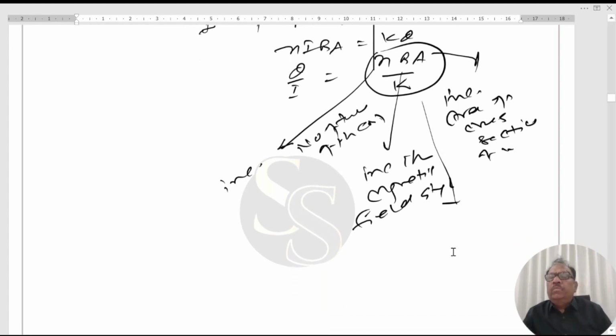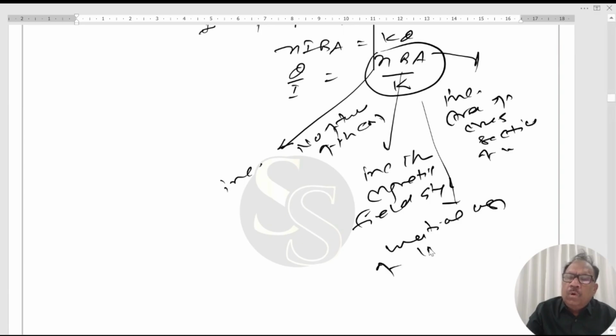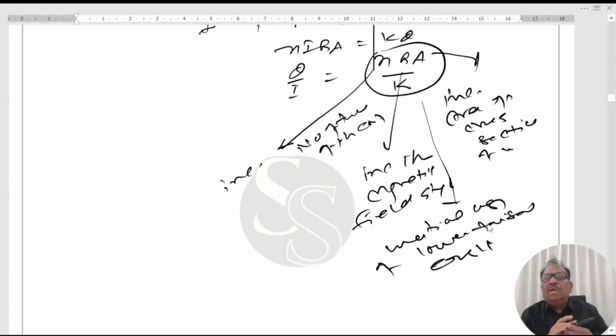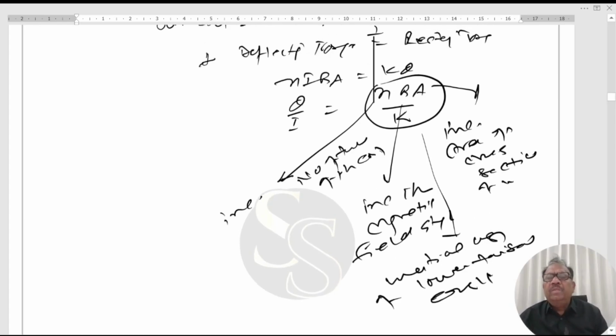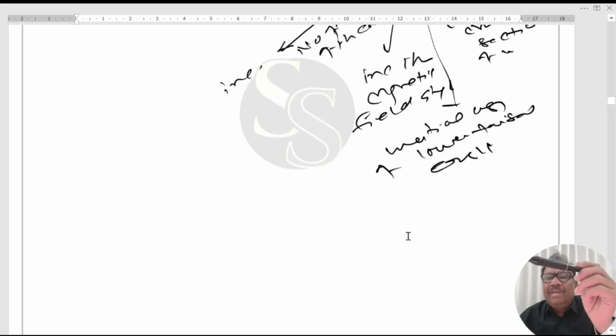In this, a phosphor bronze strip is used as the material, which has a lower torsional constant. These are the factors on which current sensitivity depends. If we want to increase it, the number of turns, the magnetic field strength applied and the area of cross section should be increased, and K should be decreased, right? Next question.